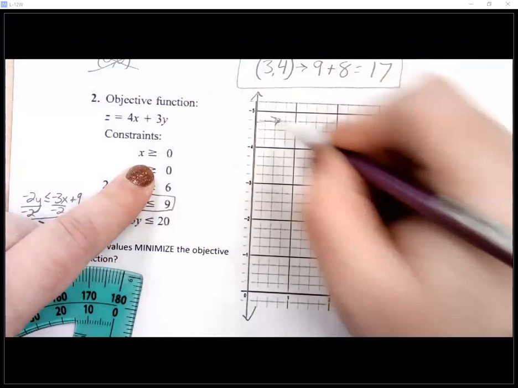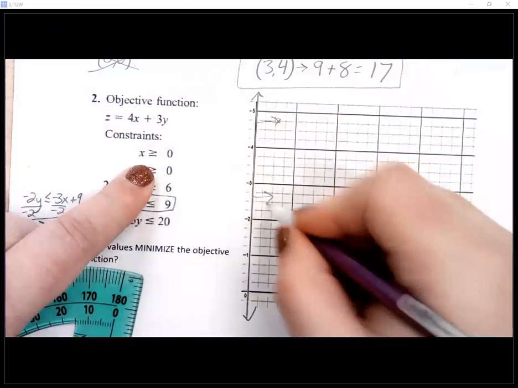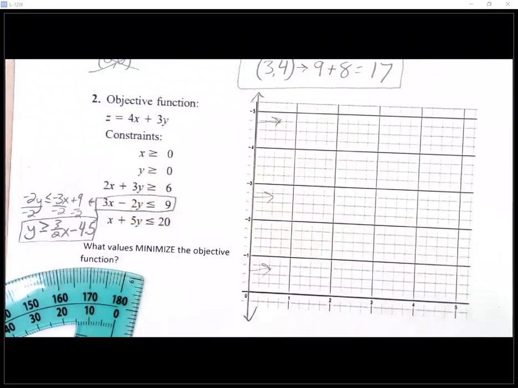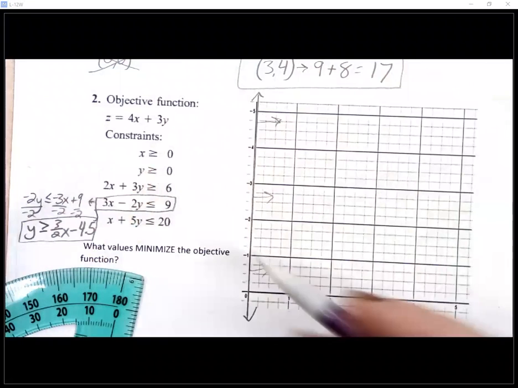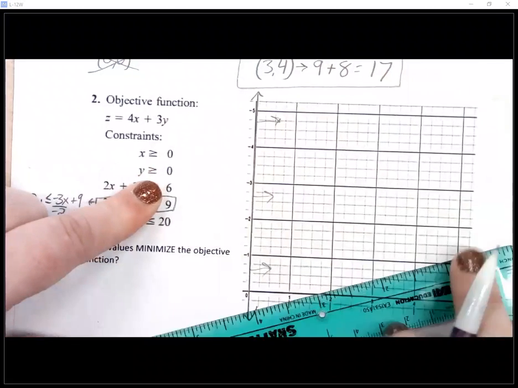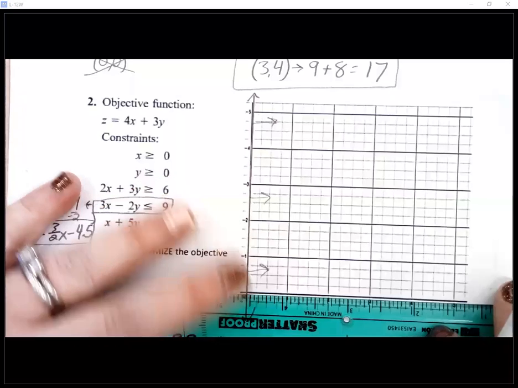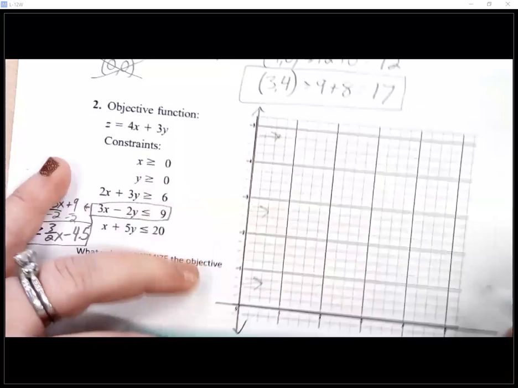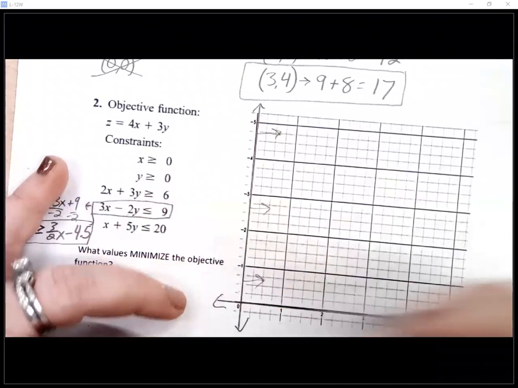I'm just putting reminder arrows for myself because it would be quite a pain to shade this whole region and then shade it again and again as we add all of our other lines. Okay, y is greater than or equal to 0. That is just a horizontal line, basically your x-axis. I want to shade where the y's are greater, so that would be above this line.